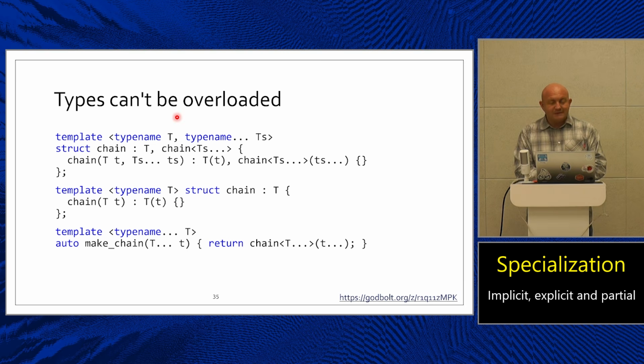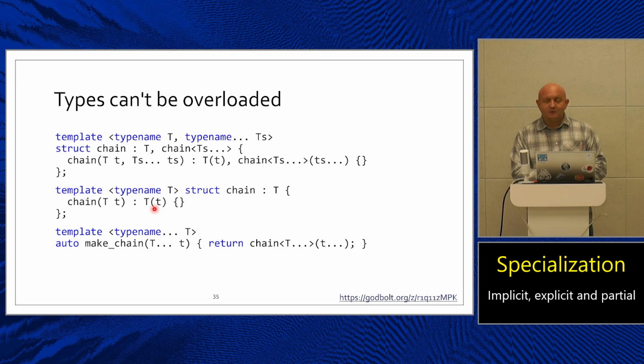This one has a parameter pack, and this one has a single parameter. Types cannot be overloaded. This is syntactically incorrect. Semantically, it's fine, we know what we mean here, but we can't do this by language syntax. So how do we fix it?